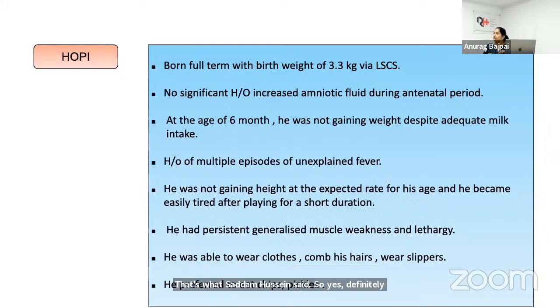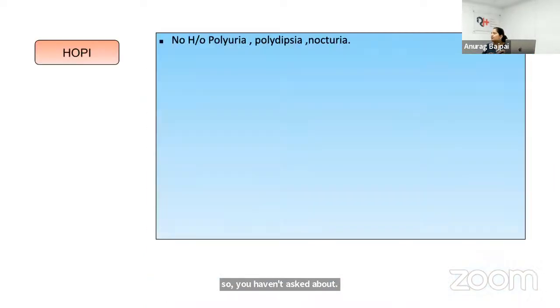Now, your history is also very important: generalized muscle weakness and lethargy. So you haven't asked about polyuria. Yes, I have asked, sir. So polyuria would be something. There was no history of polyuria or polydipsia or nocturia. So he hadn't any history of it.